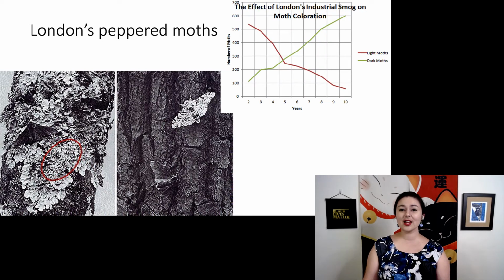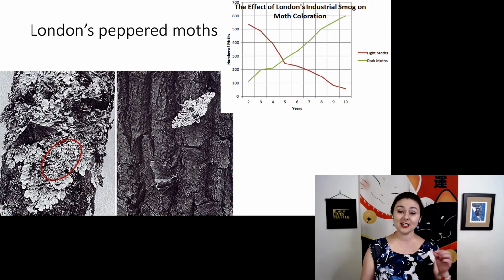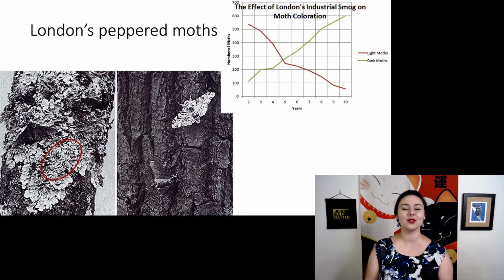And with that, we actually saw a noticeable change in the relative numbers of the light and dark morphs in our London moths. So due to the increase in smog pollution, we had an increase in the dark moths. You see that green line, it's going up, and a decrease in the light moths, that line going down. So this is another example of microevolution.